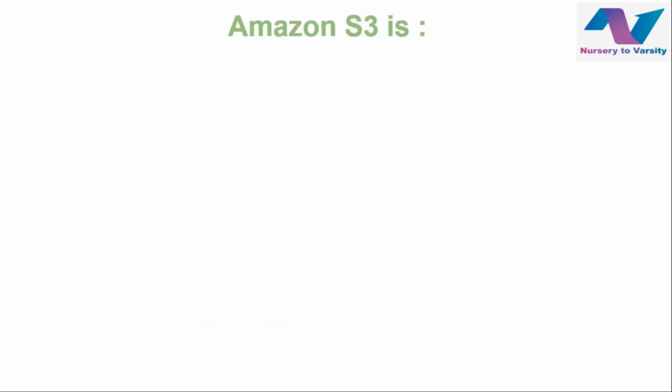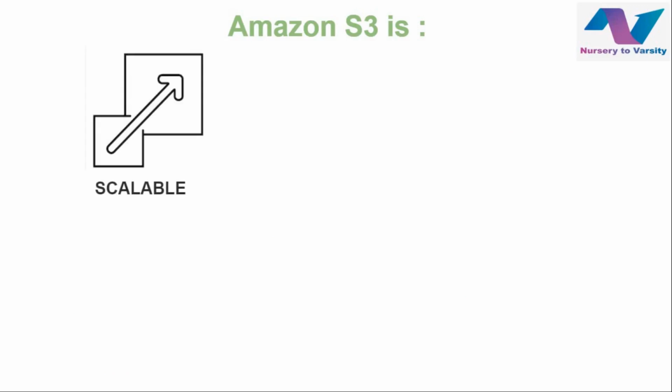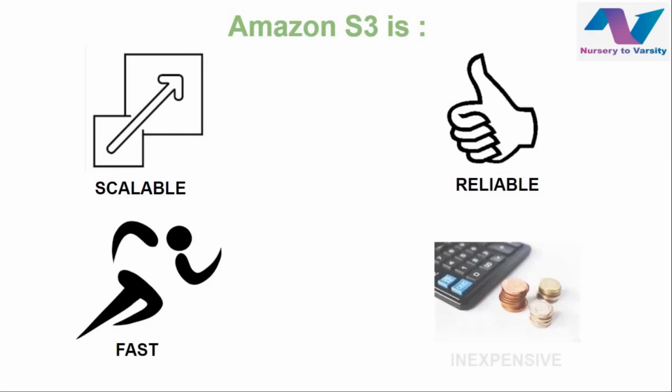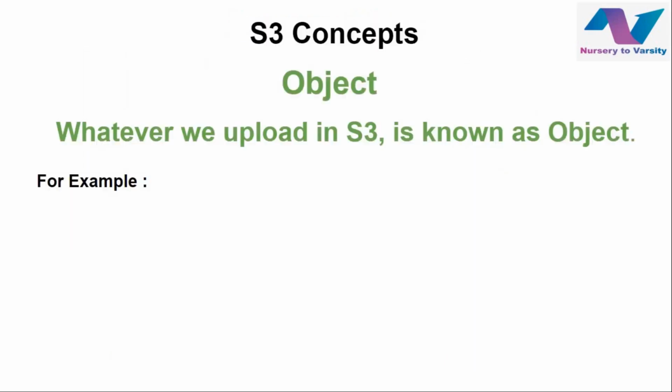Amazon S3 is highly scalable. That is, you can store from 1 byte of data to 1 petabyte of data. Amazon S3 is highly reliable. It is fast, and it is an inexpensive data storage infrastructure of Amazon. So now let's talk about S3 concepts.